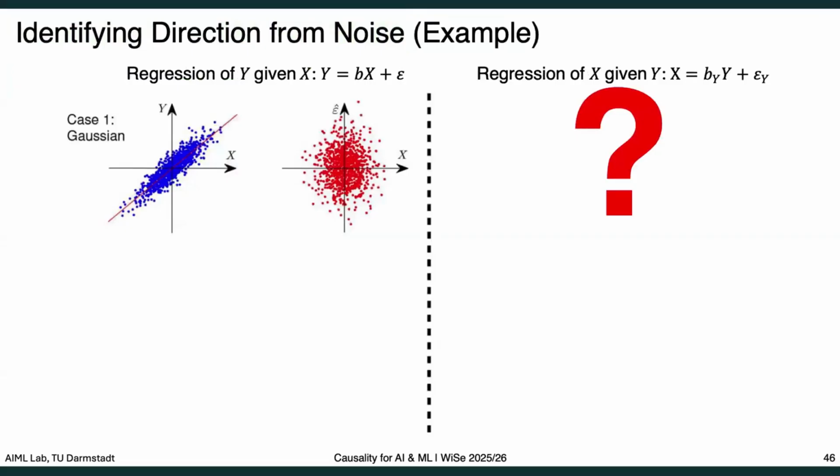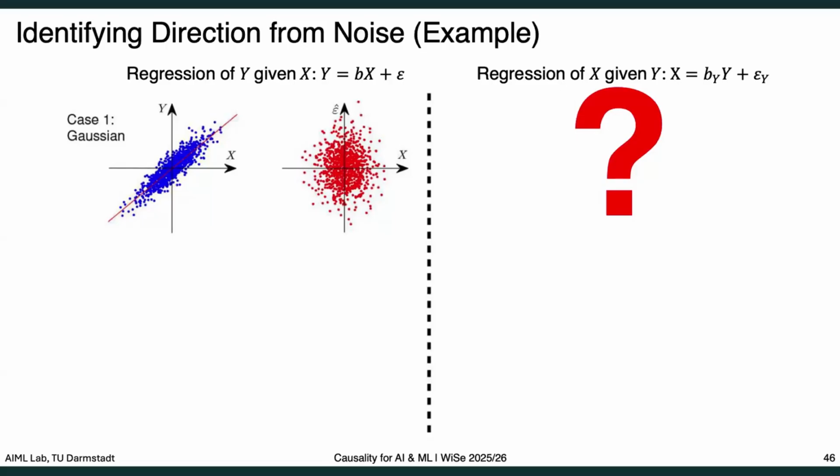All right, so let's see how we can utilize that. Let's say we have our data, x and y, and then we have two possible regressions, right? Let's assume linearity of the true function. Then either y is a function of x, so y equals bx plus noise, or on the right, x is a function of y, x equals by plus some noise.